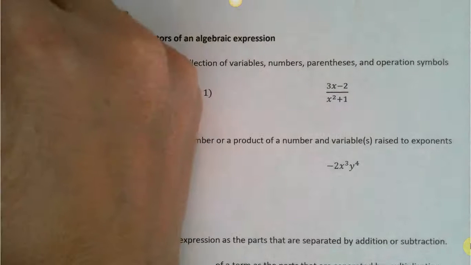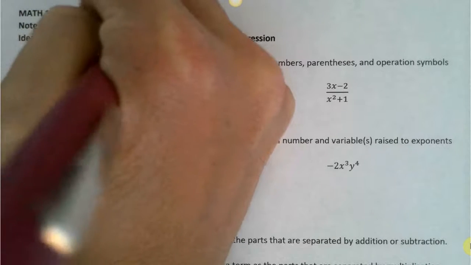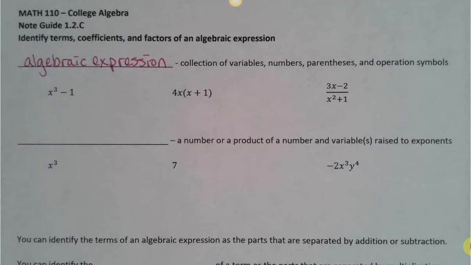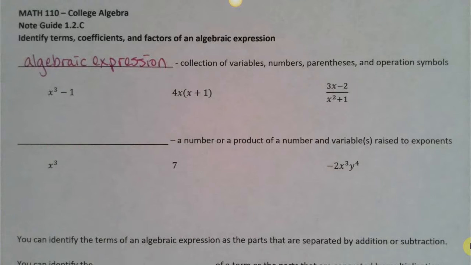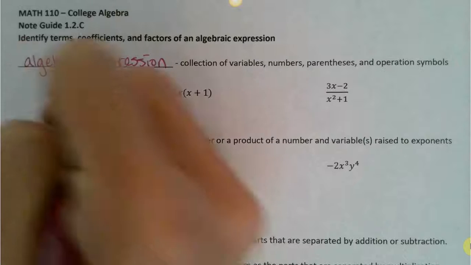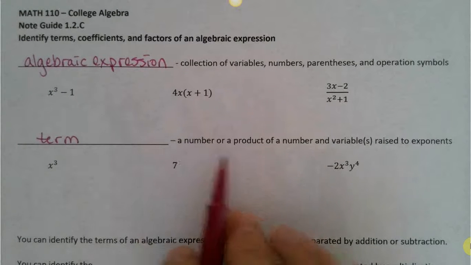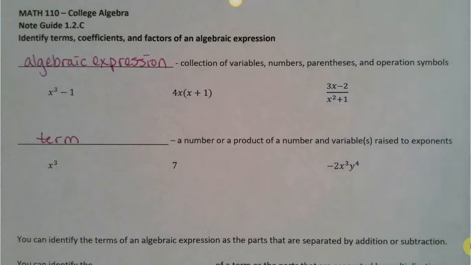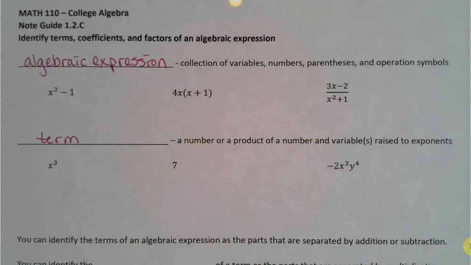When we talk about an algebraic expression, this is just a collection of variables, numbers, parentheses, and operation symbols. So here we have 3 different examples of algebraic expressions. A term in an algebraic expression can either be just a plain old number, or it might be a product of a number and variables raised to exponents. So here we have 3 examples of terms.